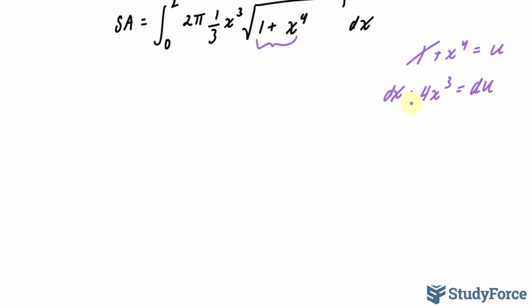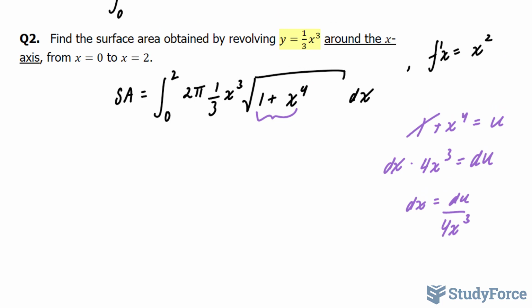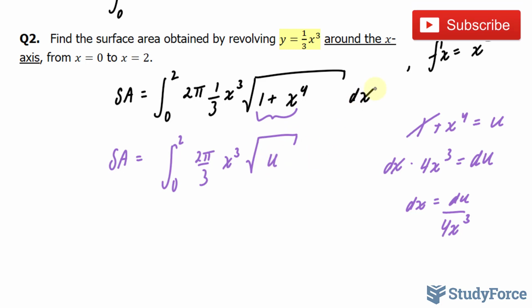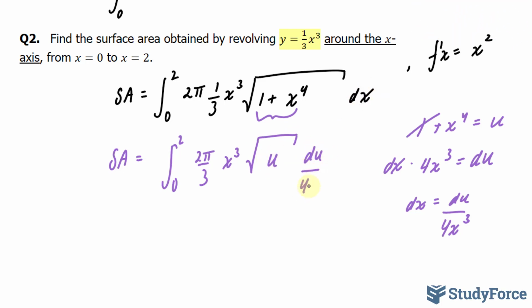Next, we will isolate for dx by dividing both sides by 4x to the power of 3, where we have dx is equal to du over 4 times x to the power of 3. We'll substitute this content into here, where we have the surface area is equal to the integral from 0 to 2 of 2 pi over 3 x to the power of 3, the square root of simply u, and dx becomes du over 4x to the power of 3. Notice that this x to the power of 3 and this x to the power of 3 will cancel out, and we can pull out 2 pi over 12 from this integral.